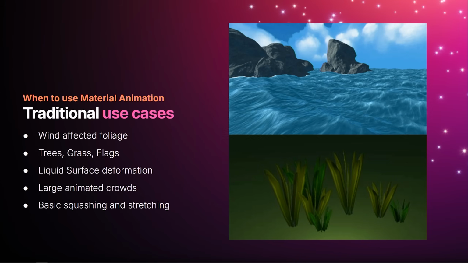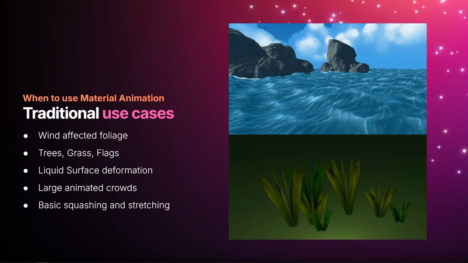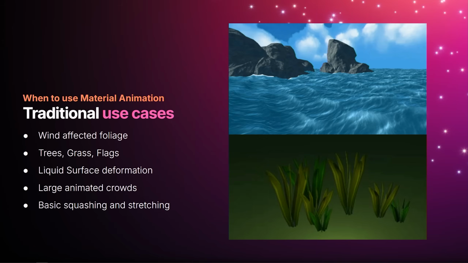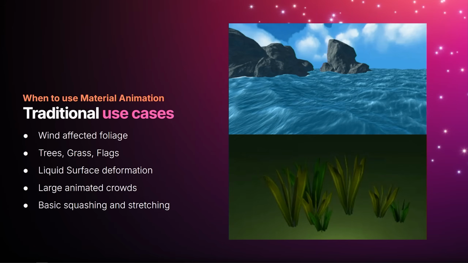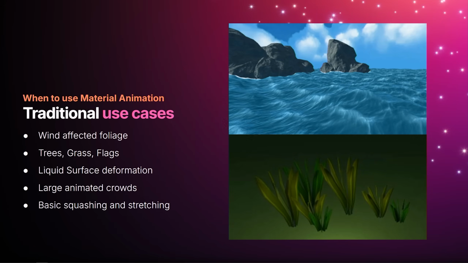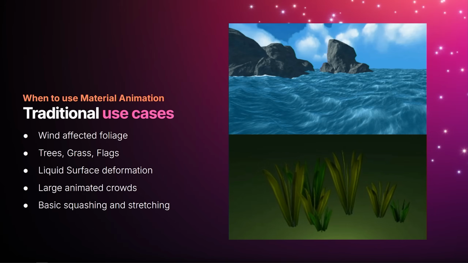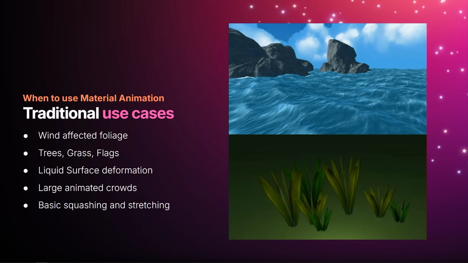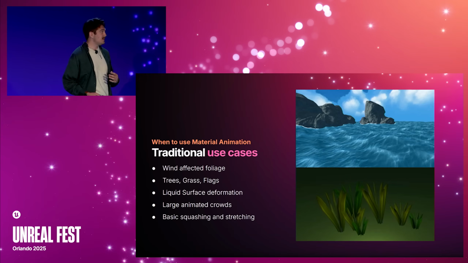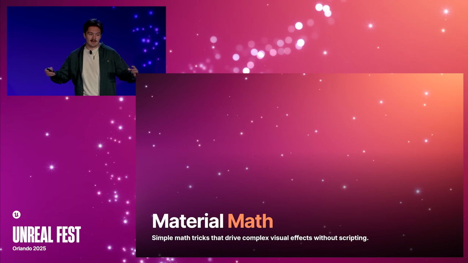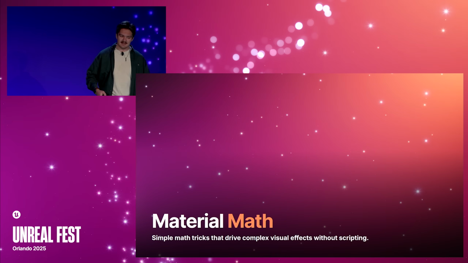So going over some traditional use cases that you'll see in different games. You'll see these shaders used for things like wind-affected foliage, so like trees, grass, flags. You'll see them for liquid surface deformation, so like water, waves, things like that. But then you'll also see them for large crowds where they want to take advantage of the instancing. And then finally for like basic squashing and stretching of an object. So let's get into the editor and start making these materials.